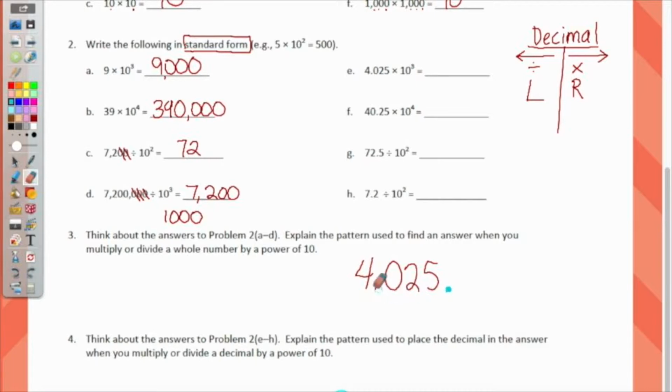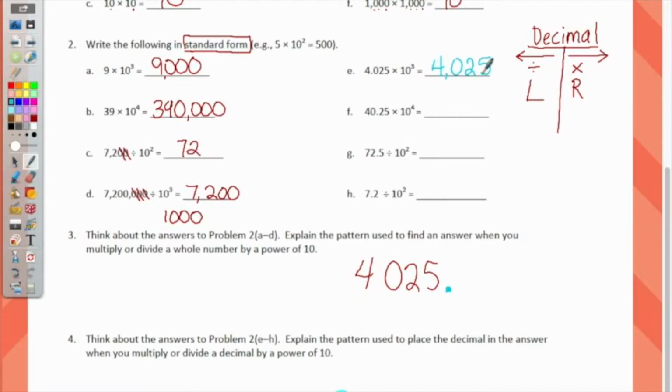Erase. What's your answer? 4,025. Does that make sense? If I have 4 whole and I take it times 1,000, am I going to get 4,000? Yes. Do we need to check it on the place value chart, or do you feel good about your answer? Okay, all right.